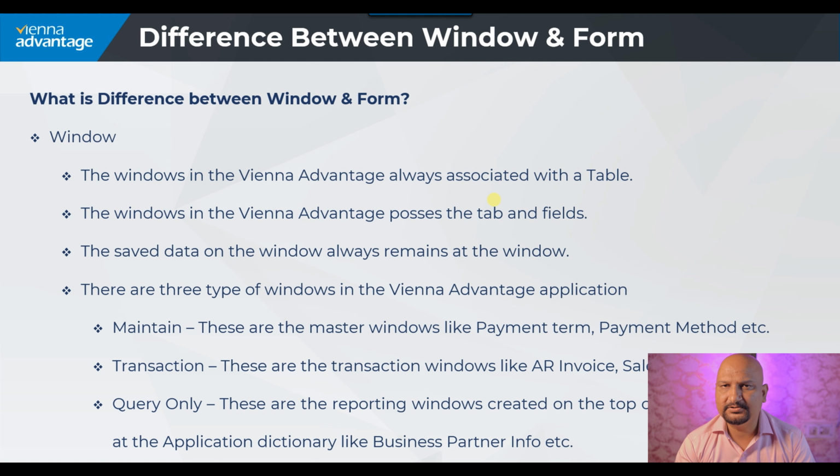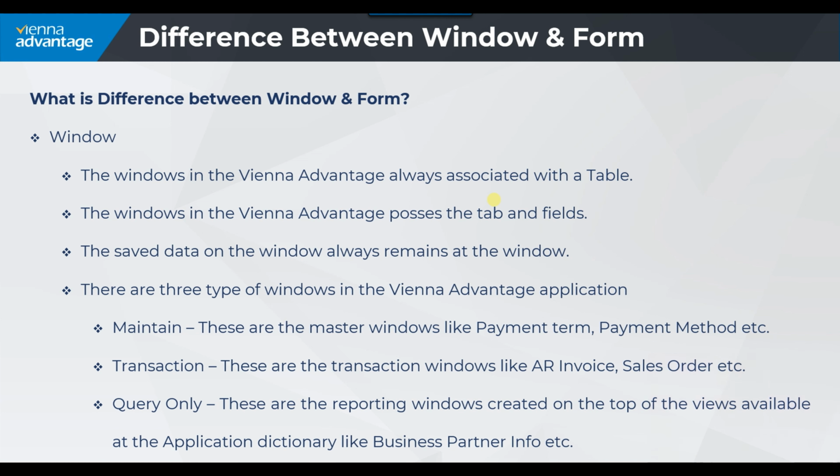The maintain windows are those windows which contain the master data like customer master, vendor master, employee master, product categories. So all these come under the maintain type of windows. The second type of windows are known as the transaction windows, where the business transactions happen. These transactions are sales order, purchase order, delivery orders, the payments, the bank statement, the GL journal entries. So all these entries come under the transaction windows.